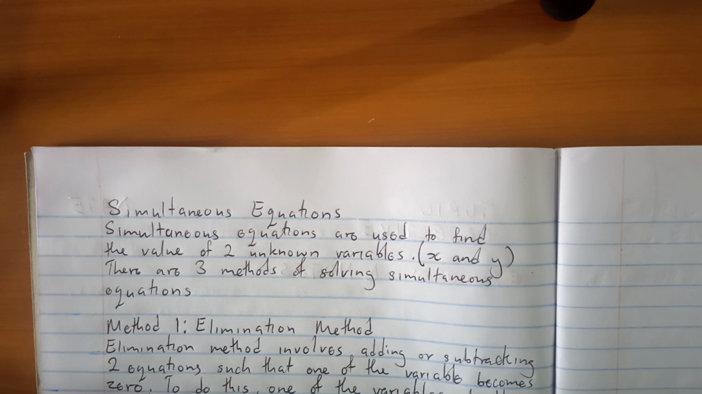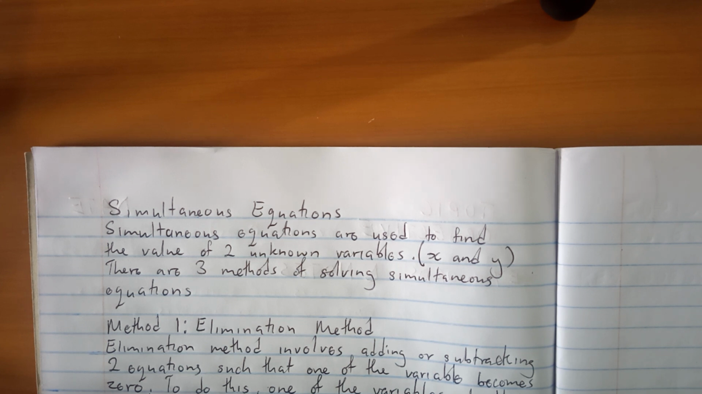Today we'll be looking at simultaneous equations. Now, what are simultaneous equations? Simultaneous equations are two equations that have two variables, both of which are unknown. And we use simultaneous equations to help us solve for both of the unknown variables. Okay? In most cases in your questions, you'll have x and y as the variables given.